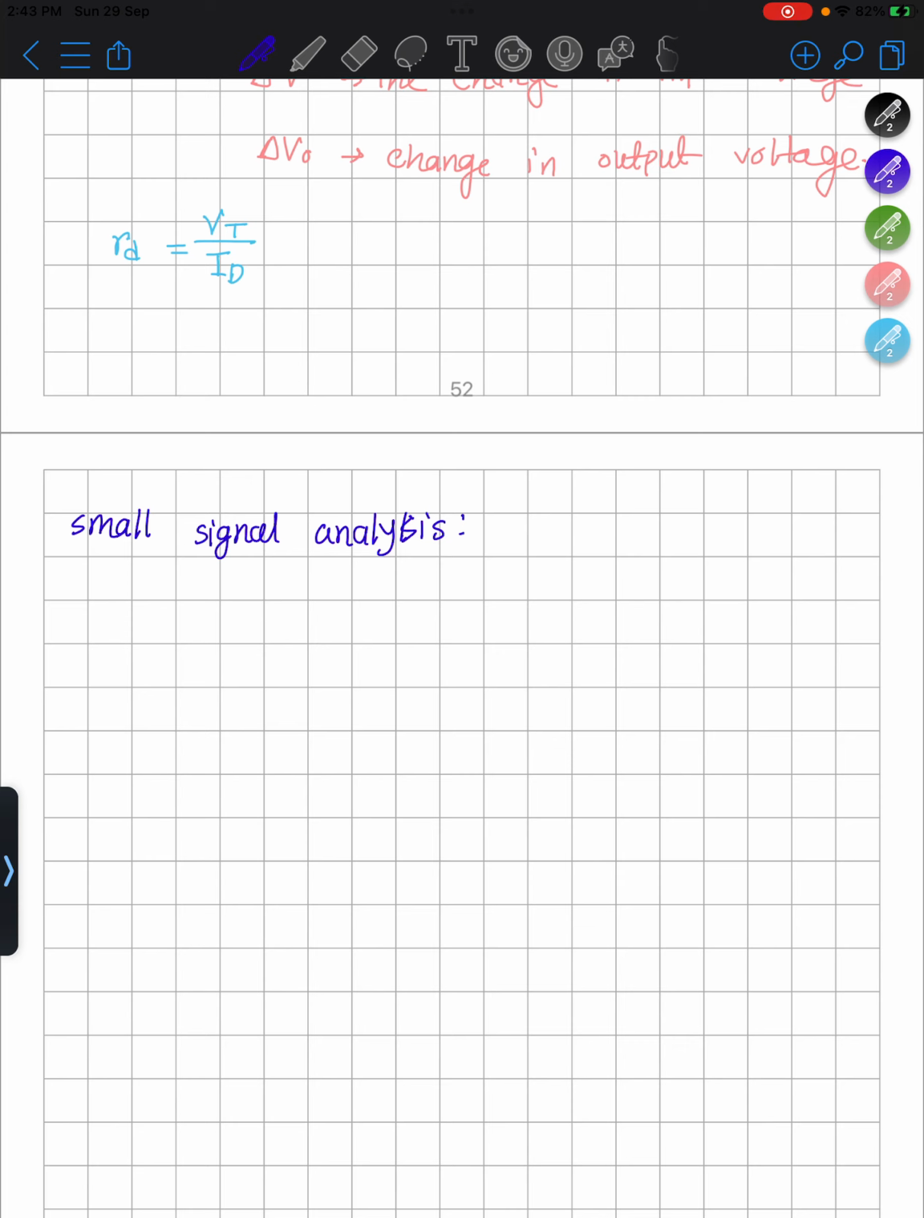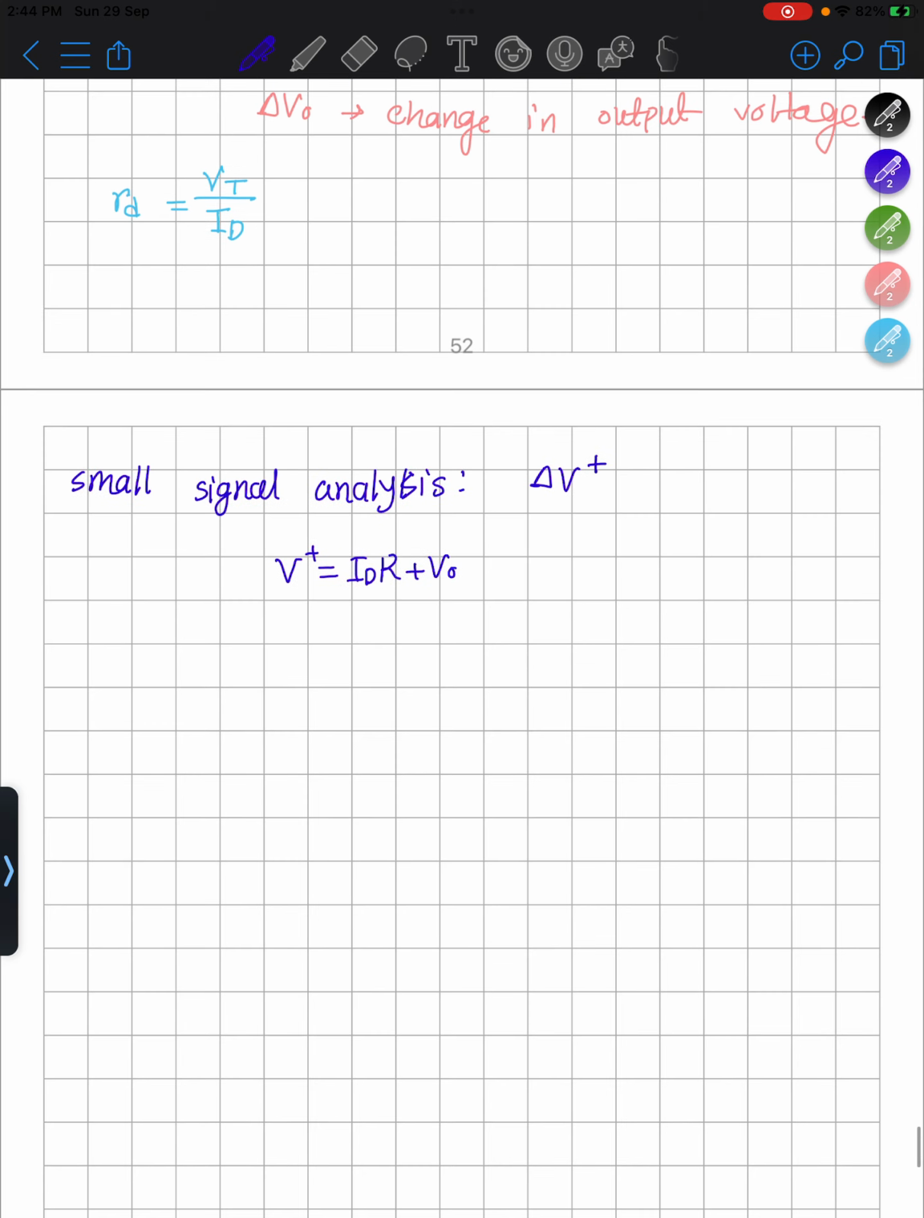For small changes in input voltage del V plus, we analyze how V naught changes by differentiating both sides of this equation, which is V plus is equal to IDR plus V naught. So if we take the derivative, del V plus is equal to R del ID plus del V naught.